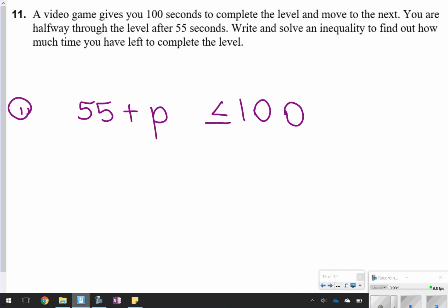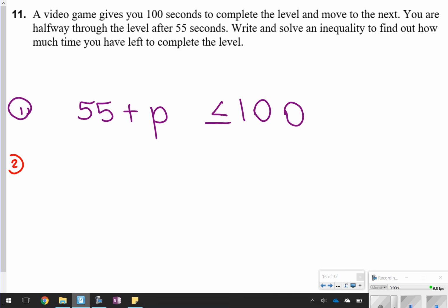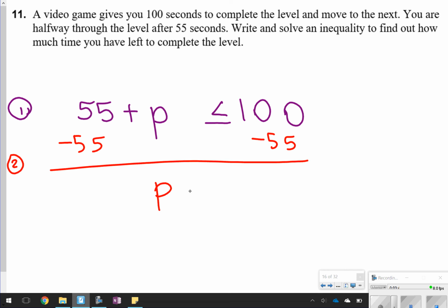The second thing you need to do, I'm going to do this in a different color, maybe red. The second thing is you're going to solve it. So I'm going to subtract 55 from both sides. And my second answer will be p is less than or equal to 45 seconds. Okay, so both of these things right here needed to be included in your number 11's answer.